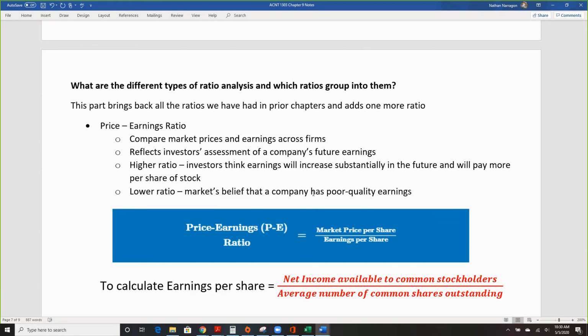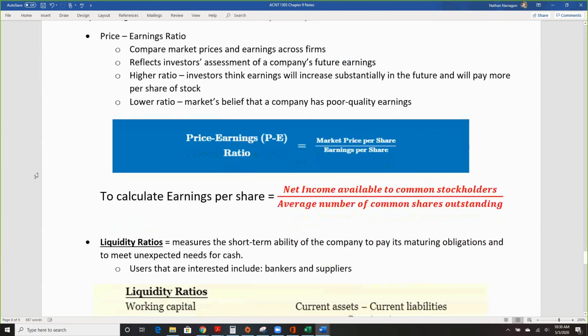So, how do we do this? Well, the formula for it is market price per share divided by earnings per share. Now, we do have to figure out earnings per share also, and these numbers are going to be given to you anytime you see this ratio again, because this is an intro course. But this is going to be net income available to common stockholders divided by average number of common shares outstanding.